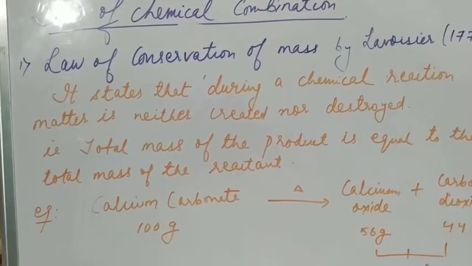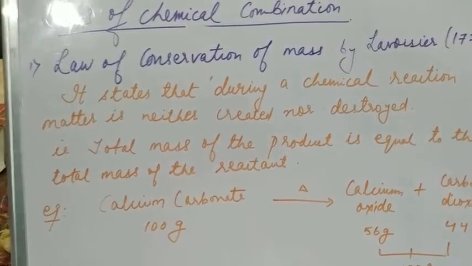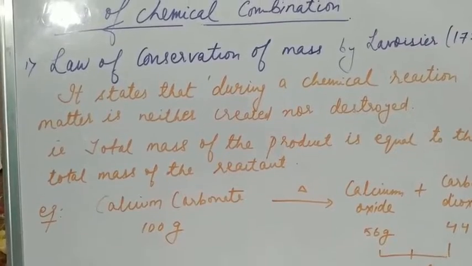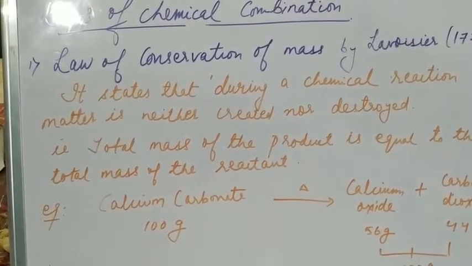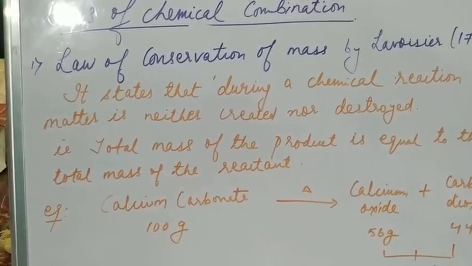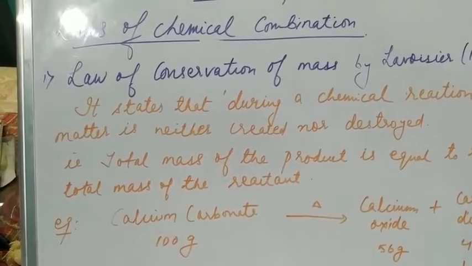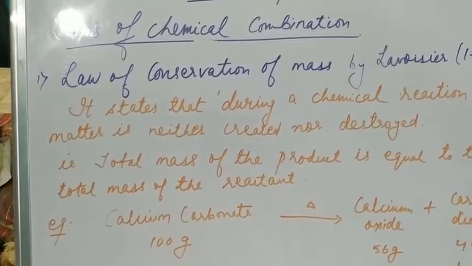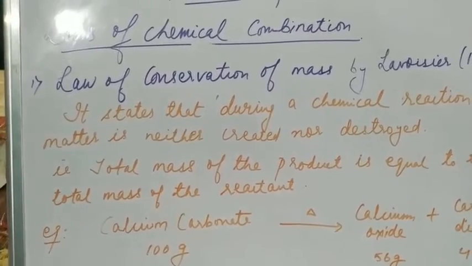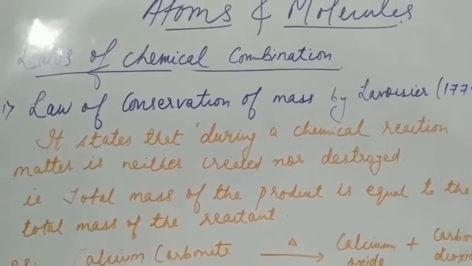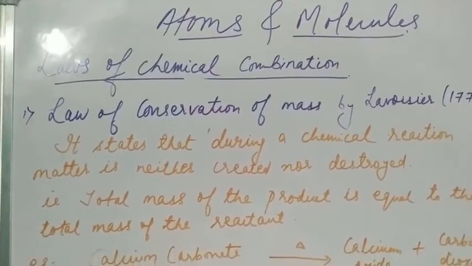But by the end of the 18th century, scientists recognized the difference between elements and compounds and naturally became interested in finding out how and why elements combine and what happens when they combine. Antoine Lavoisier laid the foundation of chemical sciences by establishing two important laws of chemical combination. So, we are going to see these laws of chemical combination.